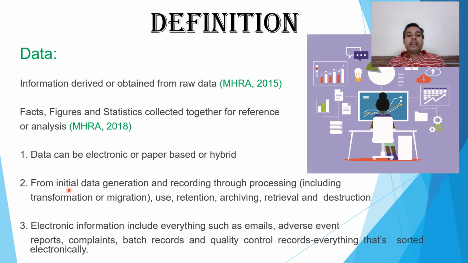It includes initial data generation and recording through processing, including transformation or migration, use, retention, archiving, retrieval, and destruction. Means all the data generated across the life cycle of data and life cycle of product can be included in the definition of data. Electronic information includes everything such as emails, adverse event reports, complaints, batch records and quality control records, everything that is stored electronically. So this is about the definition of data.